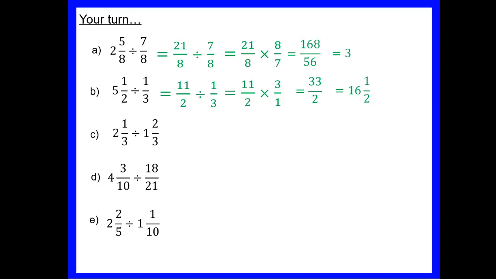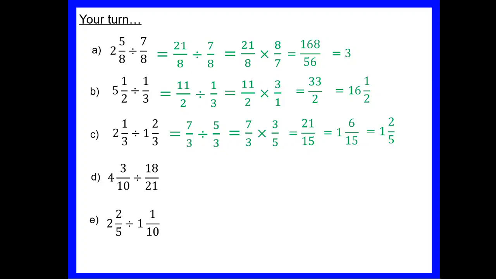Our next one then, we've got to change both of them this time. So we get 7 thirds divided by 5 thirds. Again, keep, swap, flip, gives us 21 over 15. And that leaves us with 1 and 6/15. Okay, I think they can be simplified. So 3 goes into 6 and 15. So we should get 1 and 2/5.